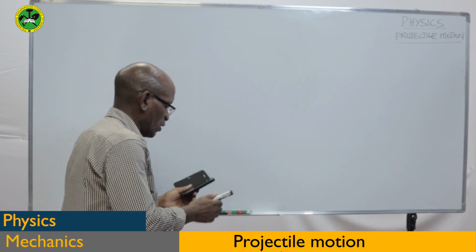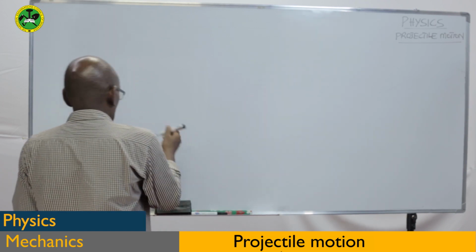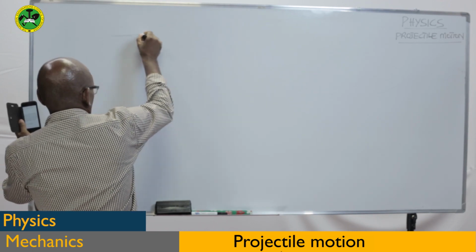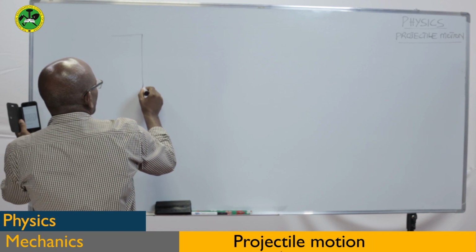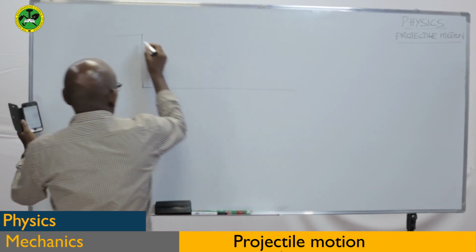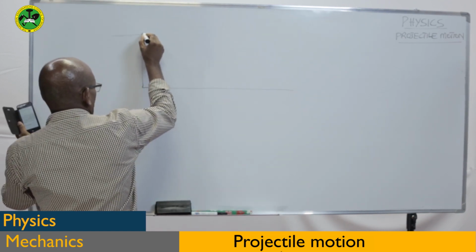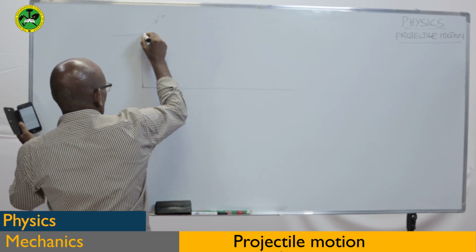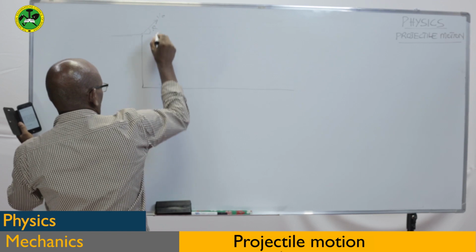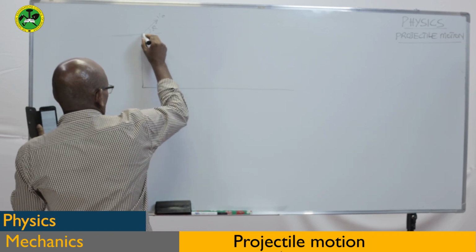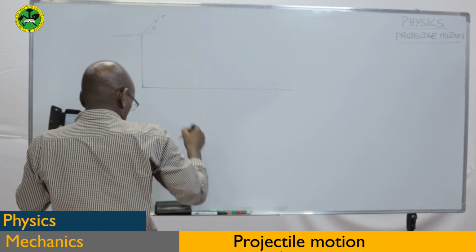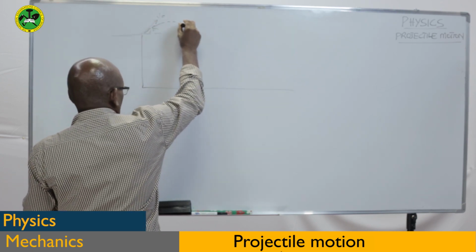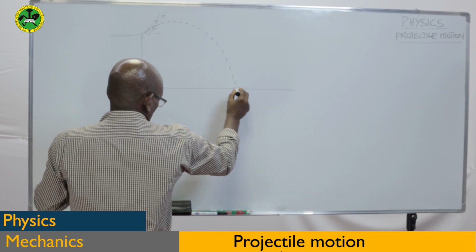Now with this particular question, we are having something like this. We are having a ball which is kicked with a certain velocity v0 at a certain angle theta. So that particular ball goes like that, and it lands on the ground.